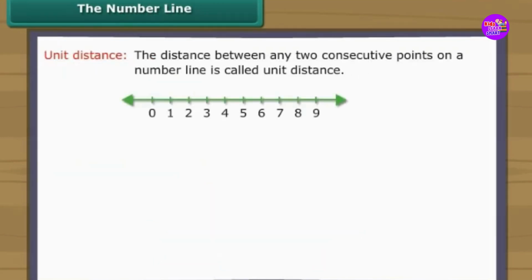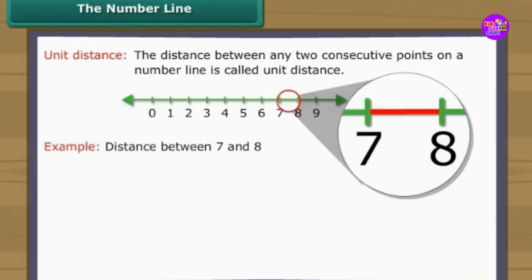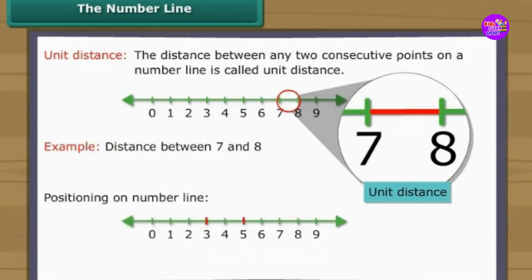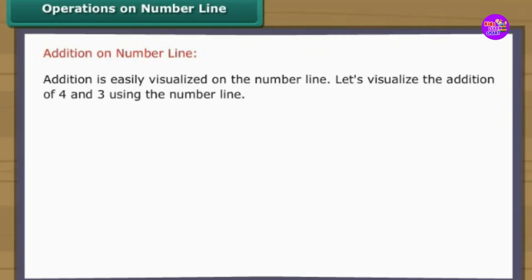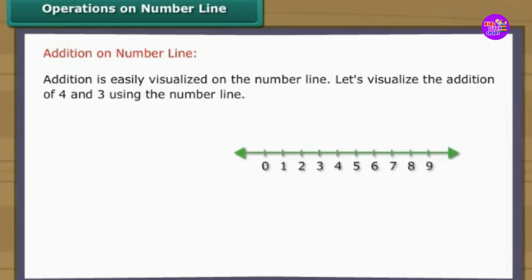The distance between any two consecutive points on a number line is called unit distance. Out of two whole numbers, greater number comes on the right of other number on the number line. Operations on number line. Addition is easily visualized on the number line. Let's visualize the addition of 4 and 3 using the number line.